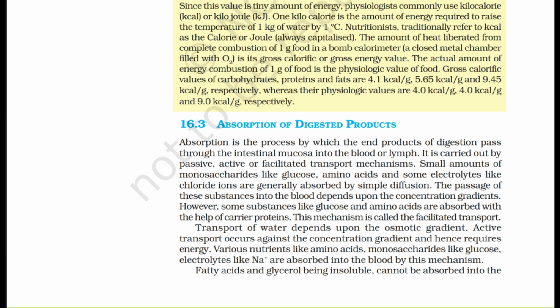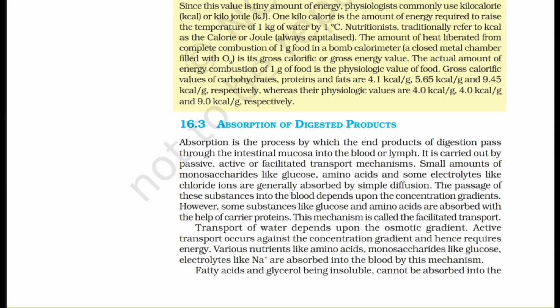Absorption of digested products. Absorption is the process by which the end products of digestion pass through the intestinal mucosa into the blood or lymph. It is carried out by passive, active or facilitated transport mechanisms. Small amounts of monosaccharides like glucose, amino acids, and some electrolytes like chloride ions are generally absorbed by simple diffusion. The passage of these substances into the blood depends upon the concentration gradients. However, some substances like glucose and amino acids are absorbed with the help of carrier proteins. This mechanism is called facilitated transport.